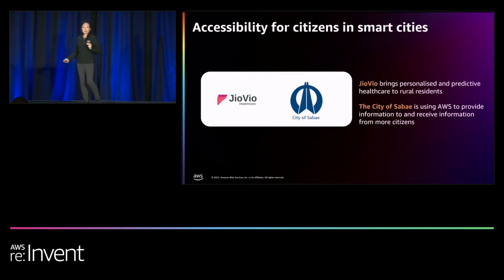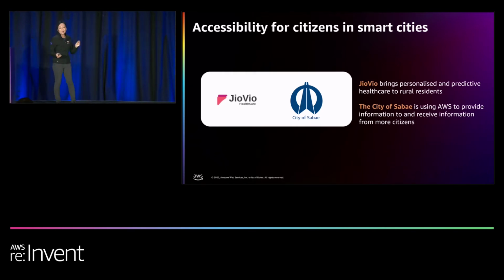So let's talk about accessibility for citizens in smart cities. So talking about remote users and people located in remote locations. Dealing with remote communities can be challenging, right? And you can imagine the global rural population is now at 3.4 billion and beyond. And 90% of them live in Asia and Africa.